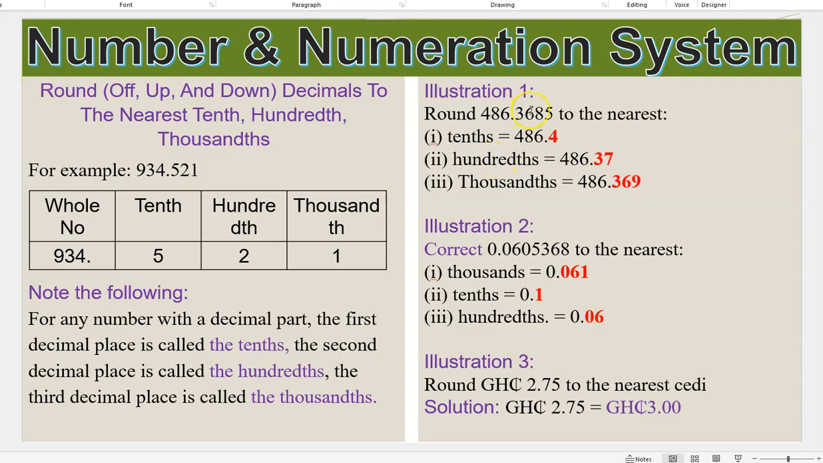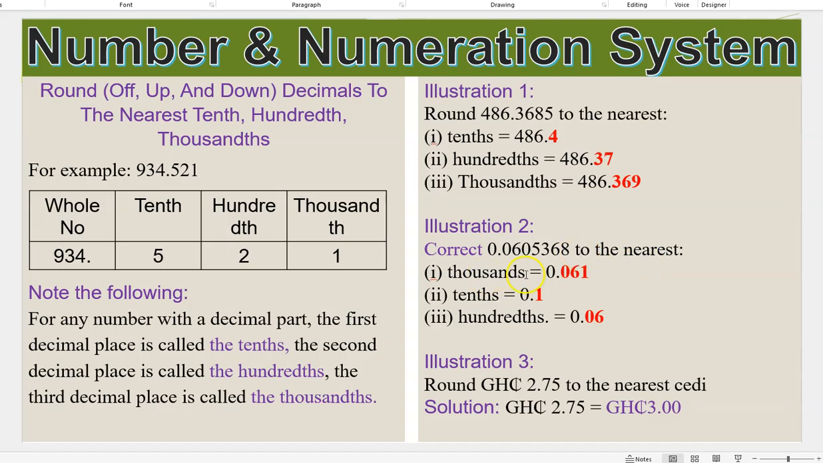The hundredths falls here, and this is more than half. So when we borrow 1 from here, we add it to the 6, making 7. So we're going to get 486.37. And then to the nearest thousandths, it falls on 8. Now this is more than half. When you borrow 1 from here, it will be 9. And therefore we're going to get 486.369.